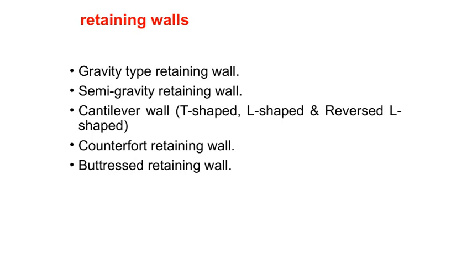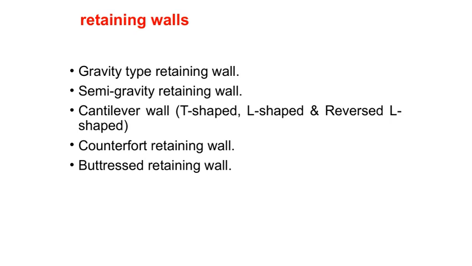Now, let's take a closer look at retaining walls, which are crucial in earth support systems. First, we have the gravity-type retaining wall. These rely on their own weight to resist the lateral pressure of the soil, making them quite stable for moderate heights. Next are semi-gravity retaining walls, which use a combination of weight and a slight reinforcement to handle larger loads. Moving on, the cantilever wall is a versatile design that comes in shapes like T, L, and reversed L. These walls use a lever arm principle, and their reinforcement provides additional strength for higher retaining needs. Then there's the counterfort retaining wall.